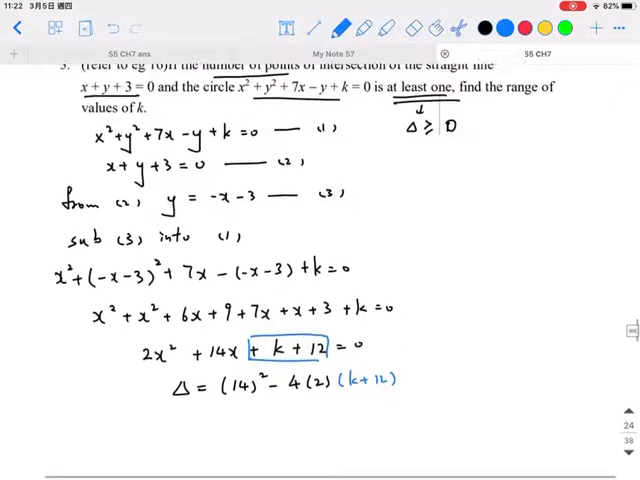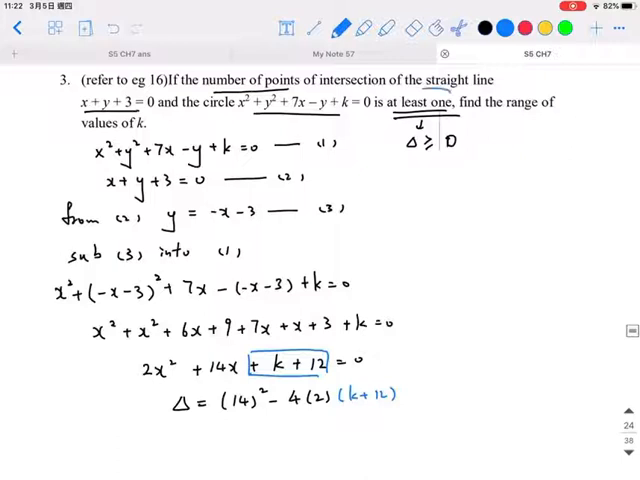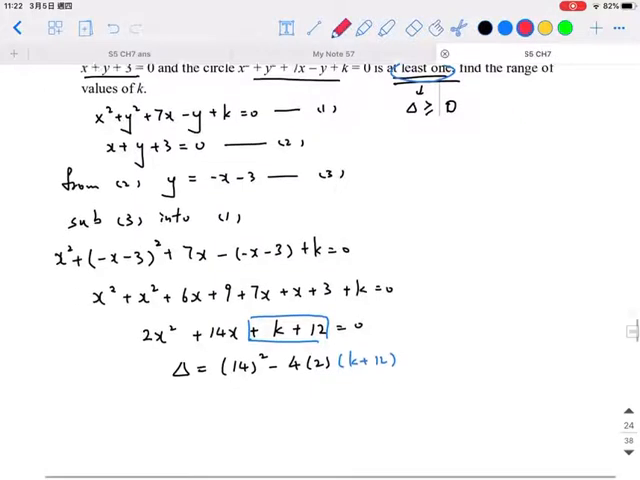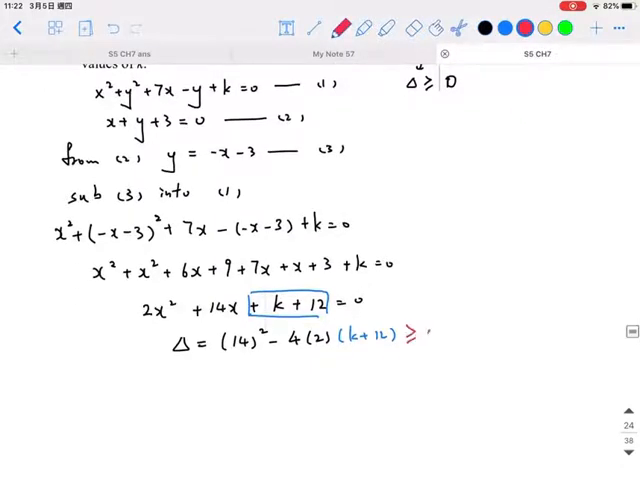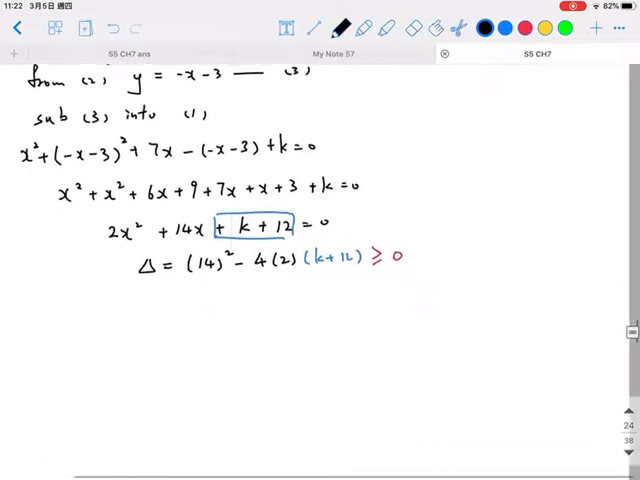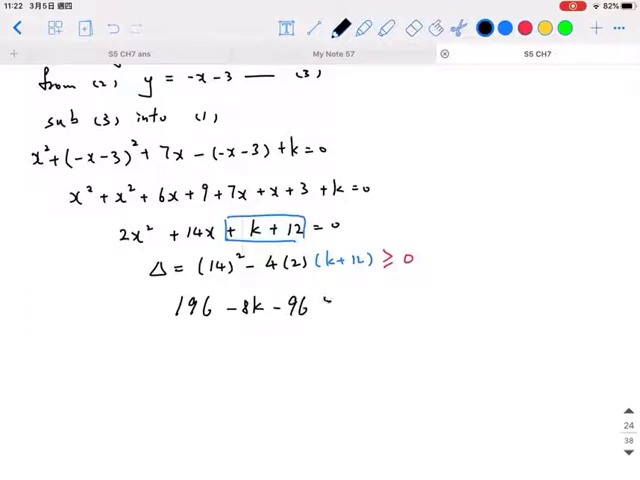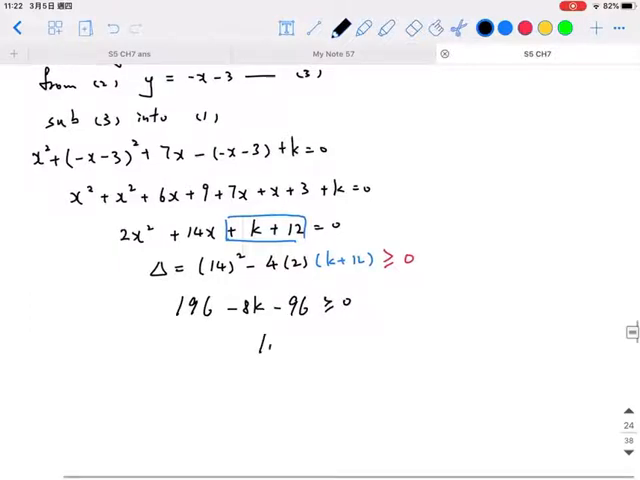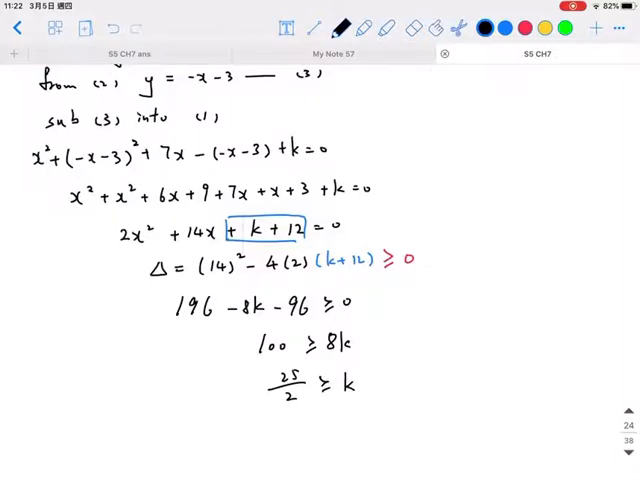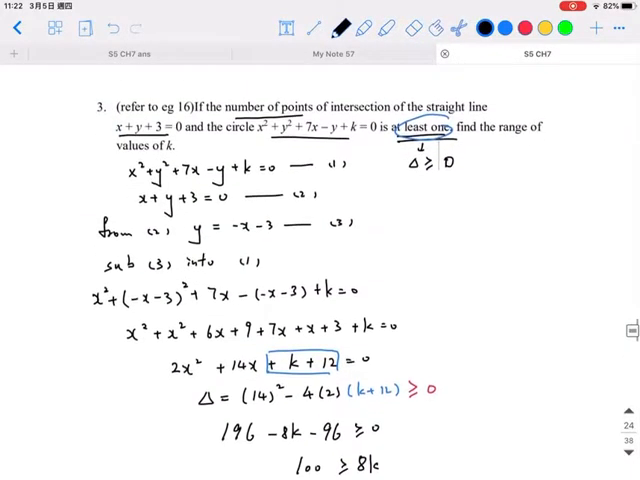As the question mentioned, the number of intersection points is at least 1, so the discriminant must be greater than or equal to 0. After that, you will get 196 minus 8k minus 96 is greater than or equal to 0. After you solve this inequality, you will get 25 over 2 is greater than or equal to k. So you finish question number 3.